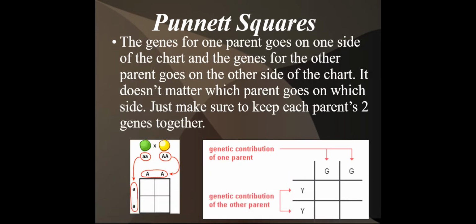For Punnett squares, the genes for one parent will go on one side of the chart, as it's shown in the bottom right there, and the other parent's genes will go on the other side of the chart. So they're splitting up the genes on the side and the top. It doesn't matter which parent goes on which side, just make sure to keep the parent's two genes together. So if one parent is big G, then you've got to keep those two G's together on the top. Or if you put them on the side, they would stay together on the side.